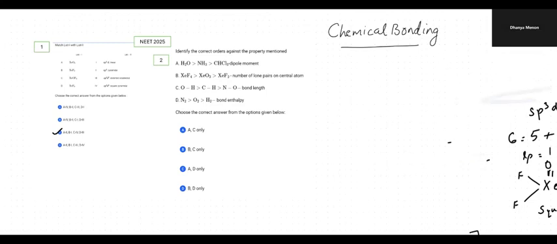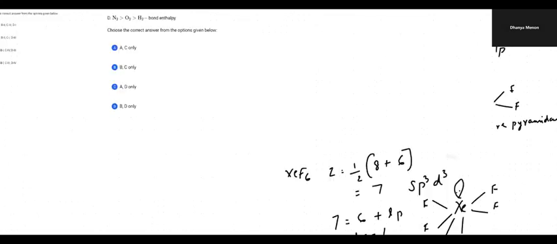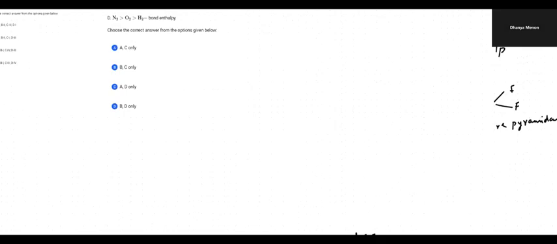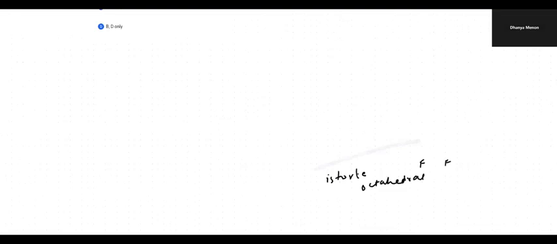The hybridization and the lone pair will give an idea of the shape. Okay, so if you just ignore the lone pair, it will give you an idea. Even if you cannot recollect the shape, with the lone pair you will get a rough idea of the shape.